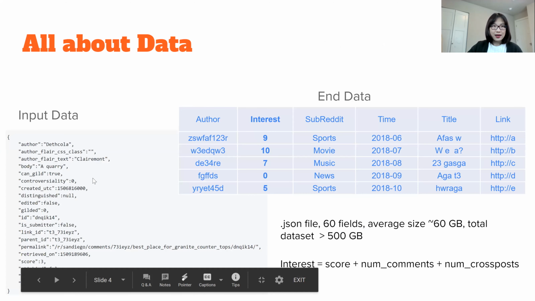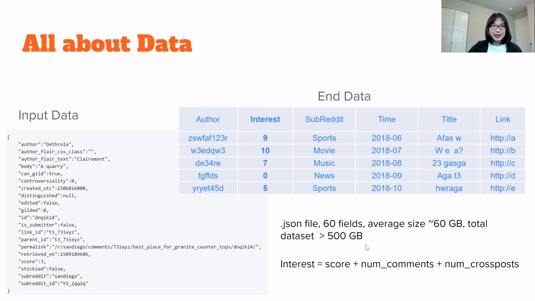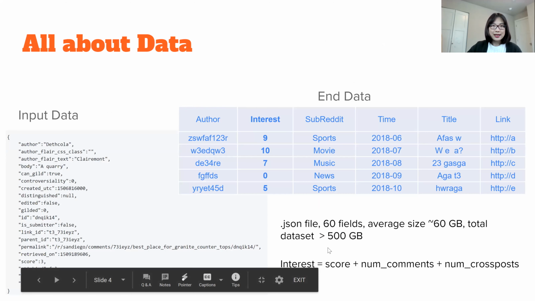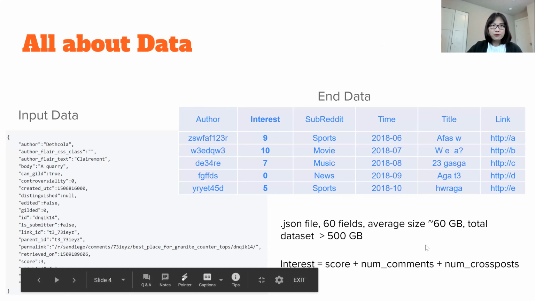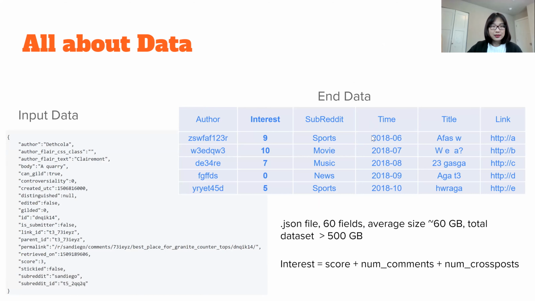The input data is JSON files. Each contains 60 fields, and the average size is around 60 gigabytes. Total processing data size is larger than 500 gigabytes. The formula designed is to calculate interest with aggregation of score, number of comments, and number of cross posts from the specific post. The end data will be a table with these columns and stored in a relational database. So for a certain author, he'll get an interest score for each post he published.